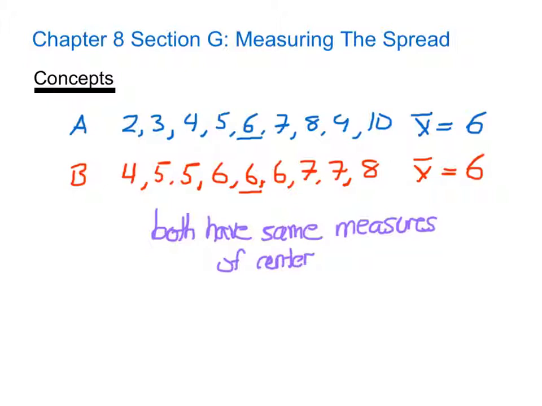However, if we take a close look, we see that the first data set covers a wider range of values. Its minimum is 2 and its maximum is 10, whereas the second data set covers a smaller range of values with a minimum of 4 and a maximum of 8. So the measure of center doesn't tell us everything that we need to know about a data set. And in fact, in this case, we've illustrated that we have different minimums and maximums. Therefore, we have different spreads of data.